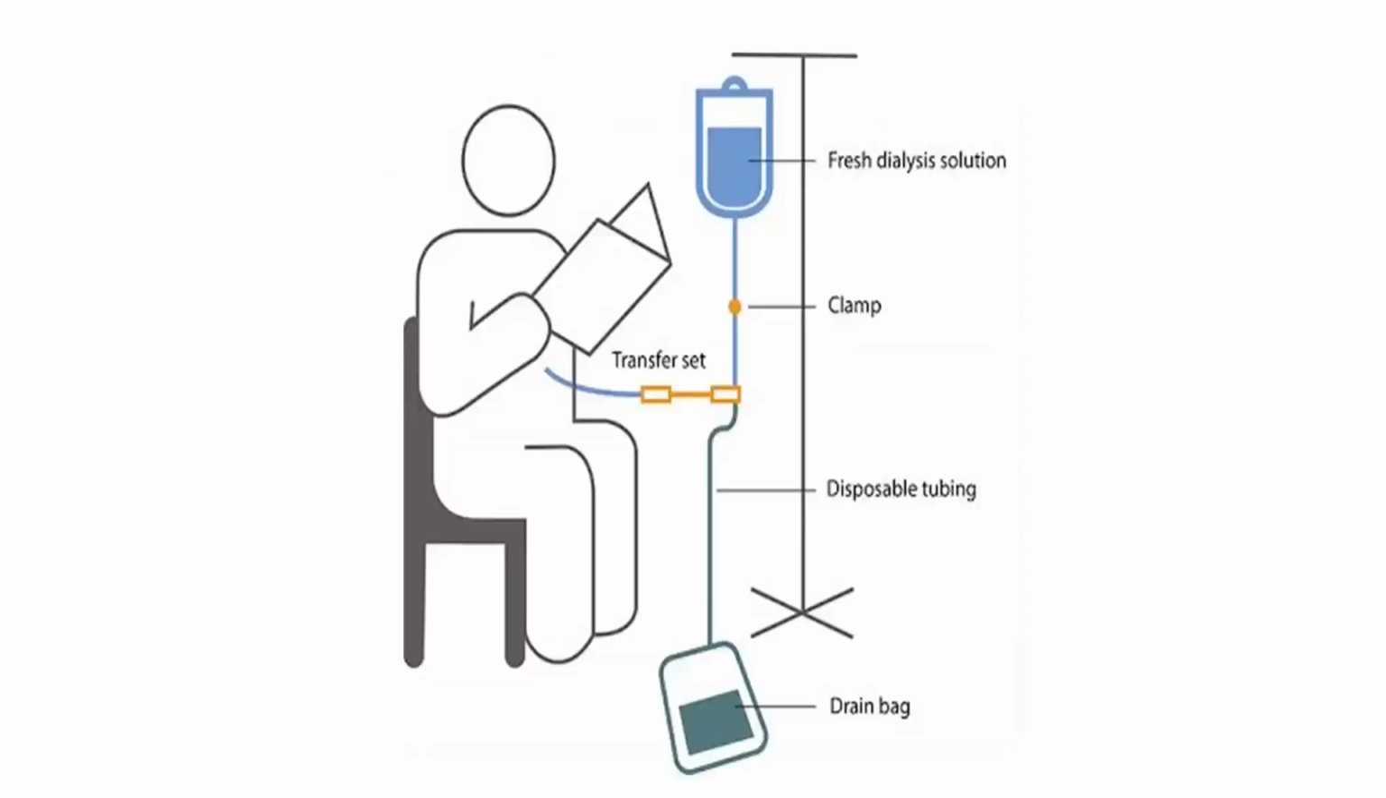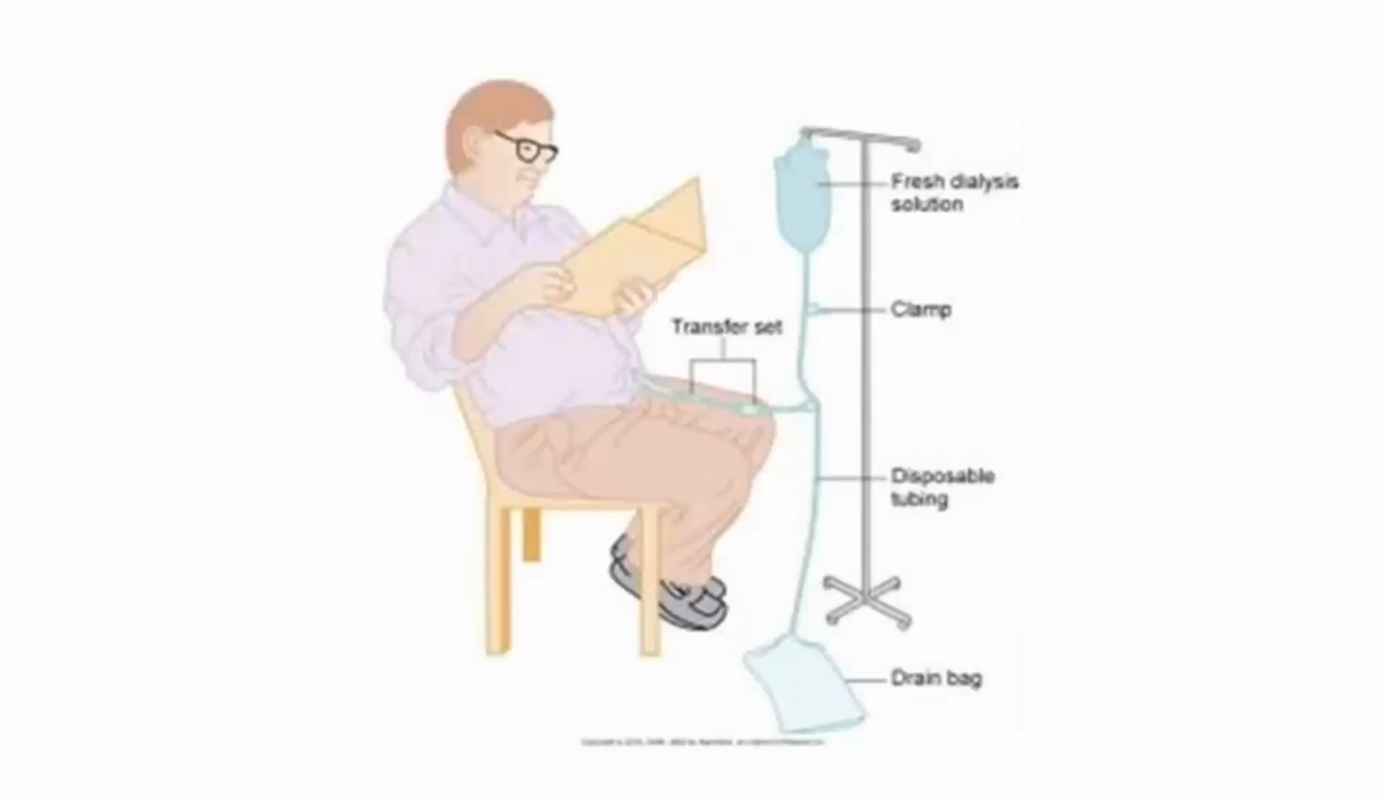This is the basic circuit, fresh dialysis solution going into the patient. Once the fluid is transferred to the abdomen, you hold the fluid in the abdomen for 30 minutes and then drain it via a drainage bag. Fresh dialysis solution going into the peritoneal cavity, you taking the transfer set.